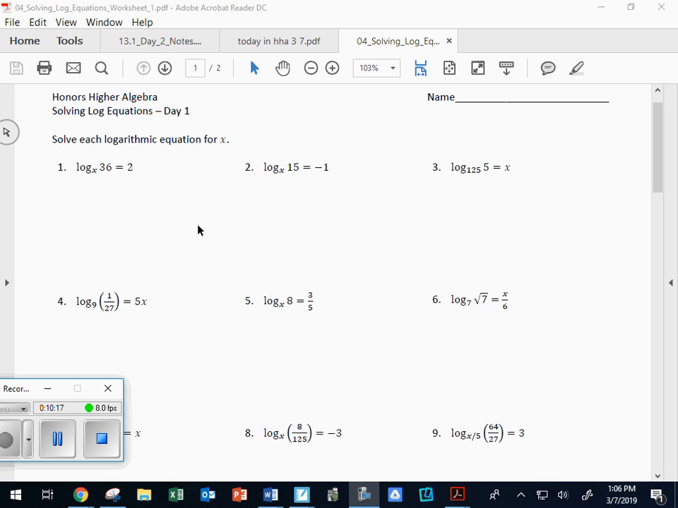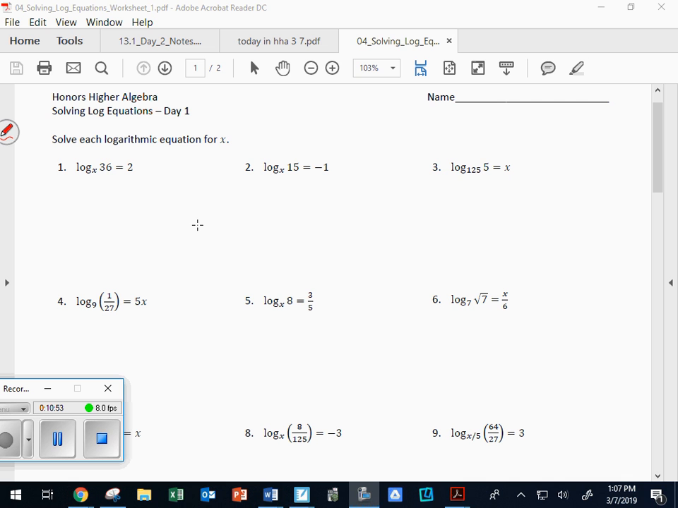It's problems 3, 7, 13, 15, 19, and 20. These are the skips. I'll read it one more time: 3, 7, 13, 15, 19, 20. All right, so let's start.